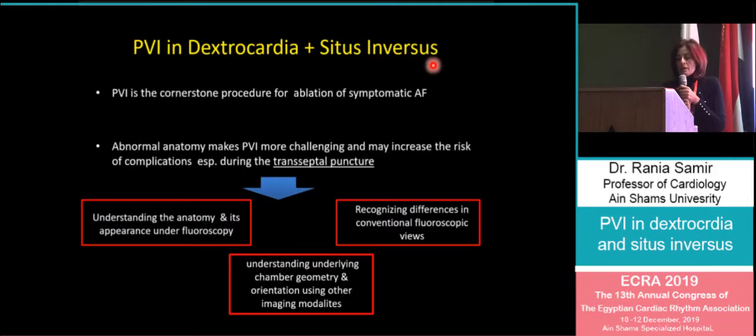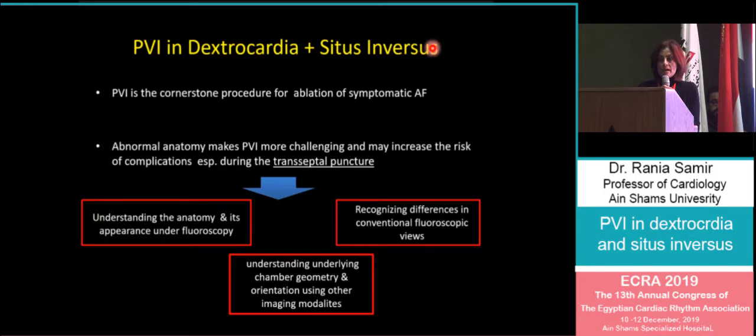As we all know, recently pulmonary vein isolation has become a cornerstone procedure for ablation of patients with recurrent symptomatic atrial fibrillation. And it's a complex procedure, and in case of abnormal anatomy, this makes the pulmonary vein isolation, which is already a complex procedure, more challenging and may increase the risk of complications, especially during transseptal puncture.